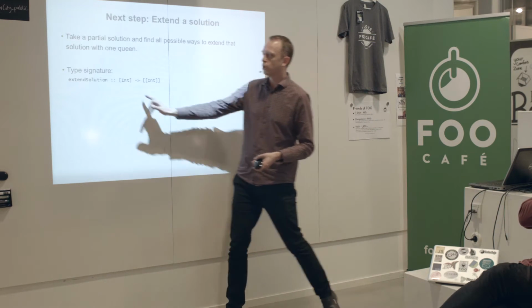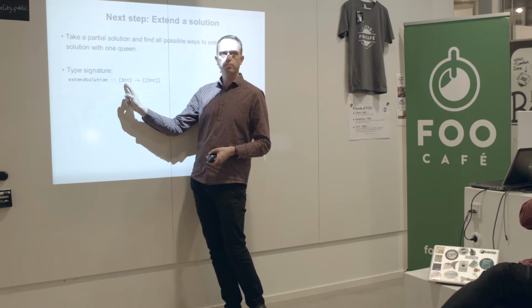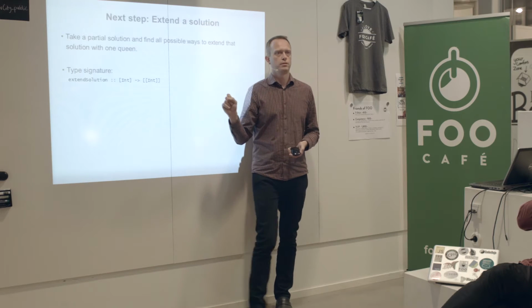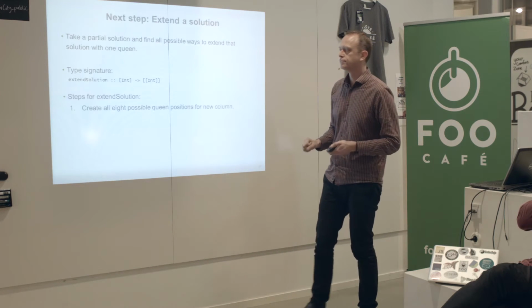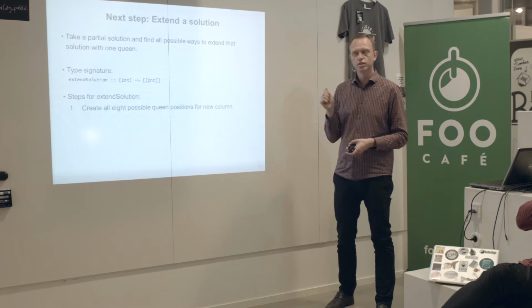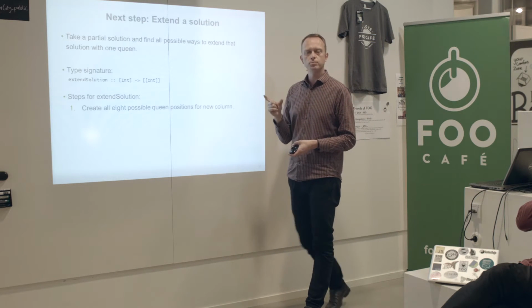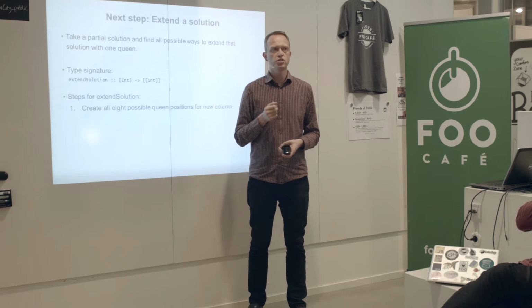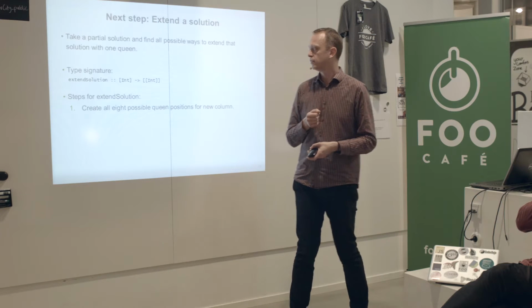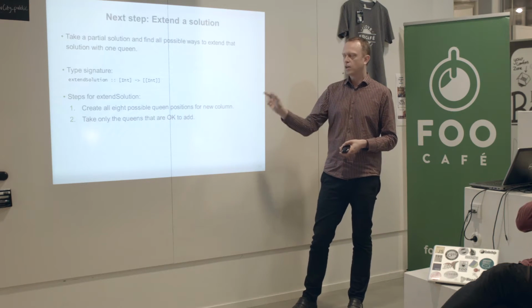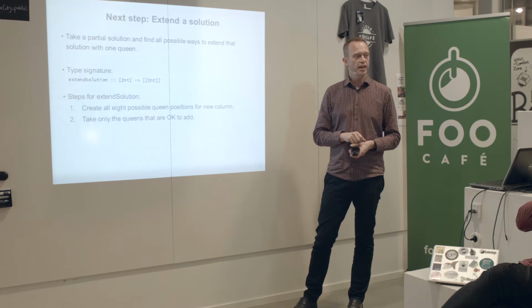So extend solution should have this signature. It takes a partial solution and returns a list of partial solutions. And there are 3 steps for doing this. First step is to create all the possible queen positions that we can have for the first row. There are 8 positions, right? 0 through 7 in my case. So you want to be able to create that. Second, we want to take only the queens that are OK to add.